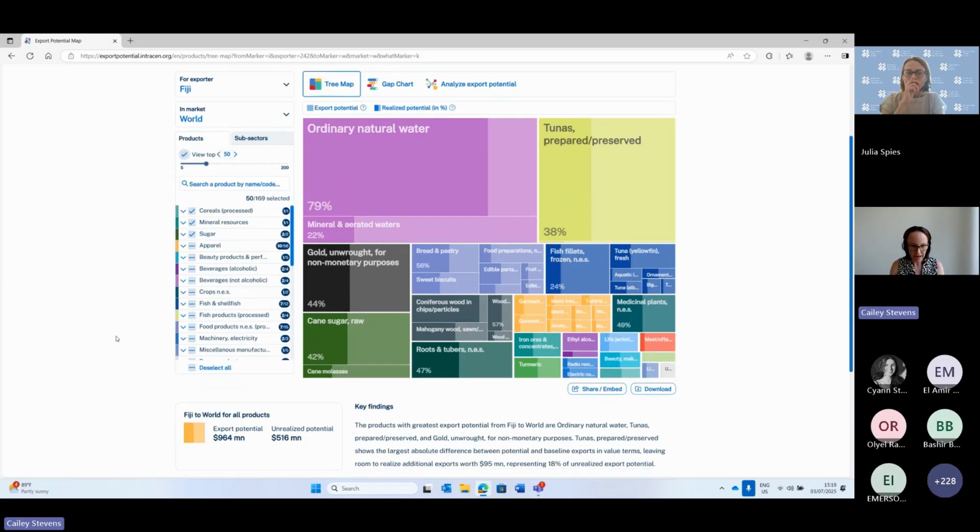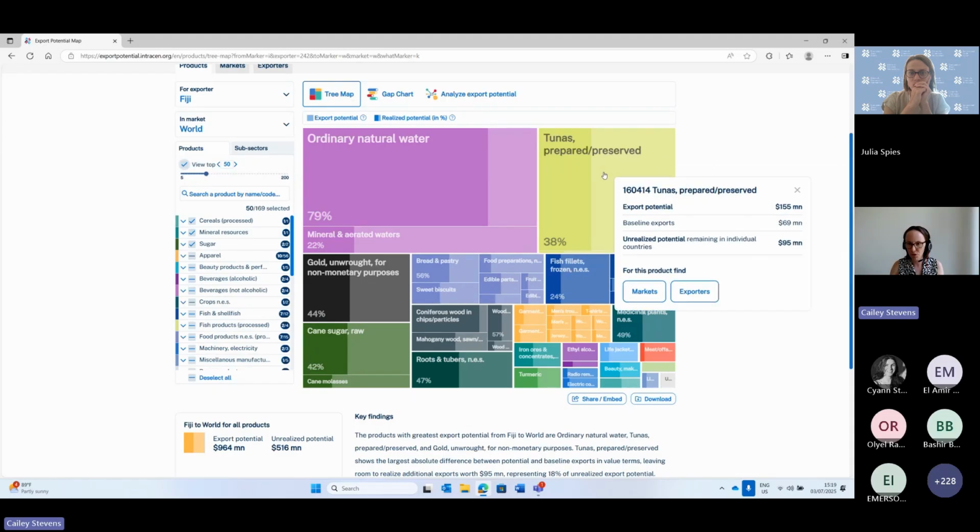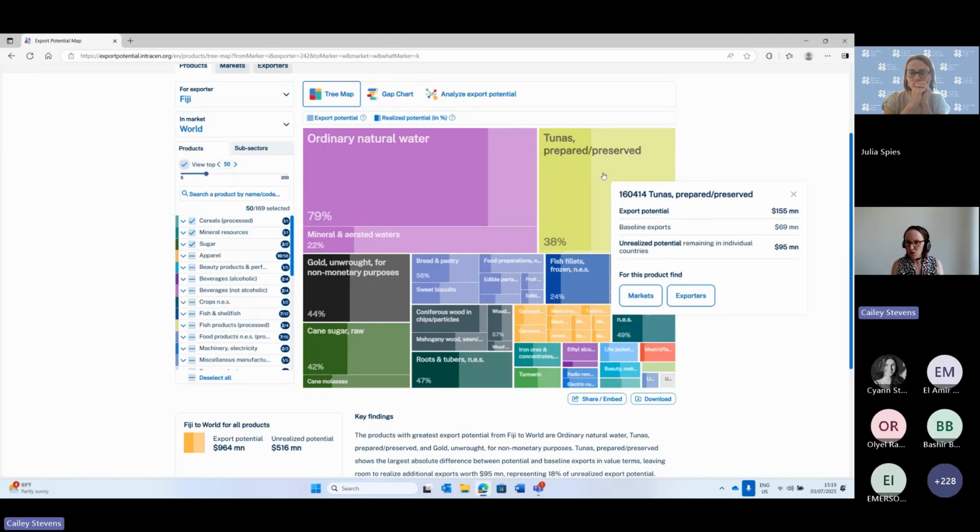As we scroll down, we also have this additional information here, which we are calling our key performance indicators, which help you contextualize the export potential and unrealized potential for a particular product. What I mean by that, for example, is that if we hover over prepared preserved tunas, we see that Fiji has an unrealized potential of 95 million in the world market. And we can compare that to Fiji's unrealized potential for all products in the world market. And we see that unrealized potential in tuna represents about 18% of Fiji's total unrealized potential for all products.